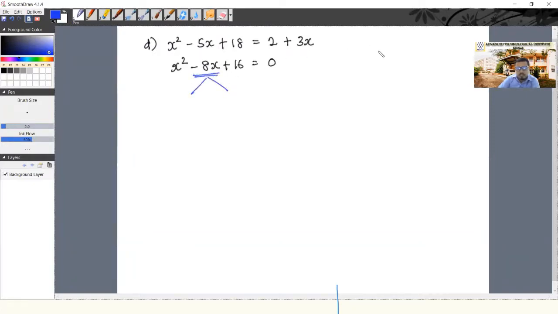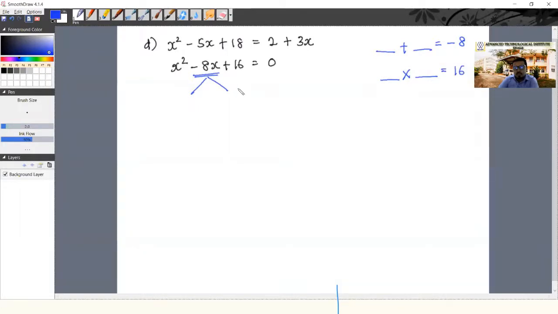How to split? We need to find two numbers where the addition equals the value of b. What is the value of b here? Value of b is minus 8. And if we multiply the same two numbers, we should get the AC value. A into C, that is 16. 1 into 16.